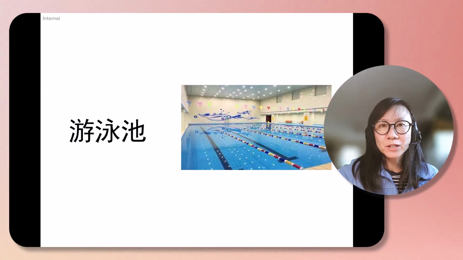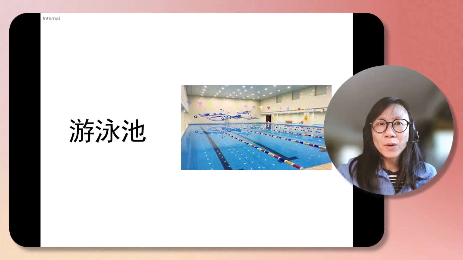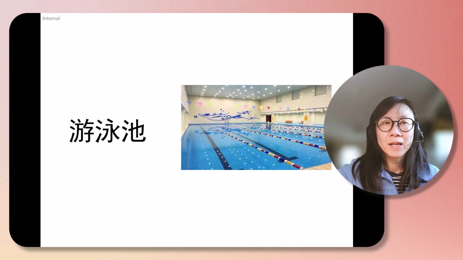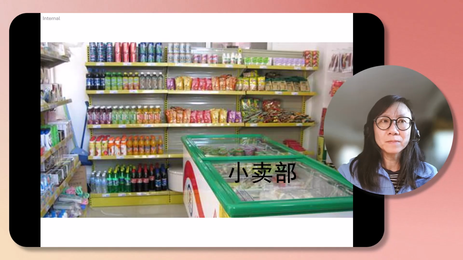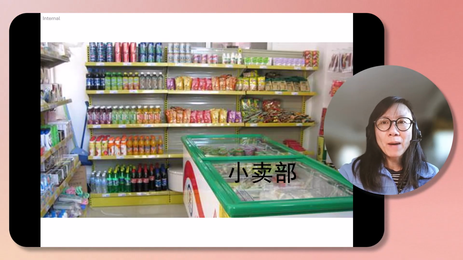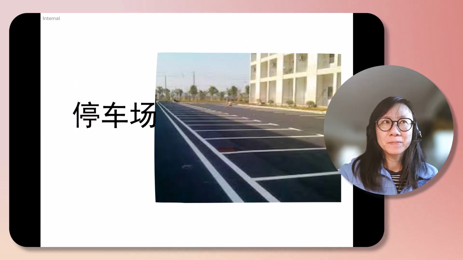游泳池, the swimming pool. 小卖部, the mini mart. 停车场, the car park.